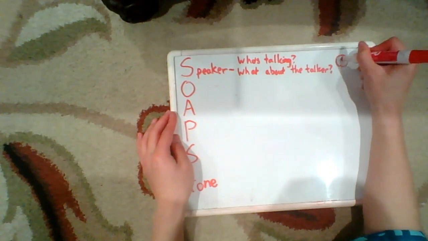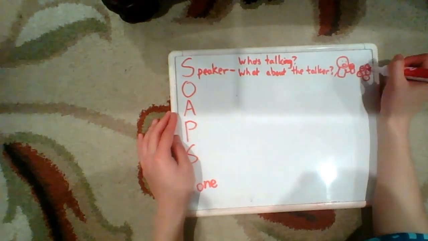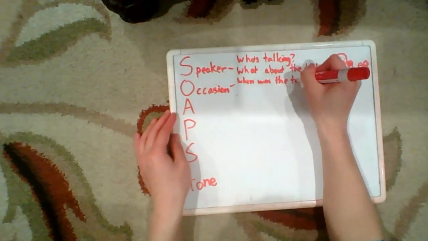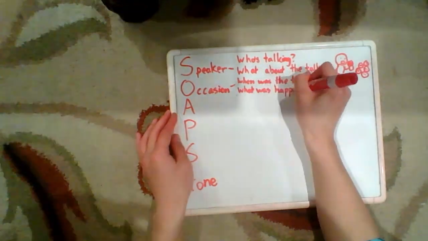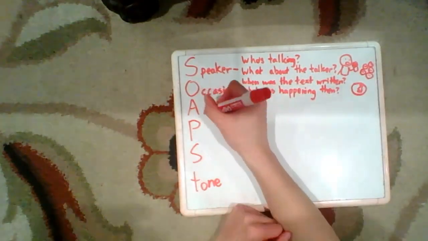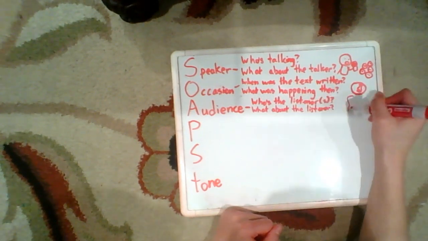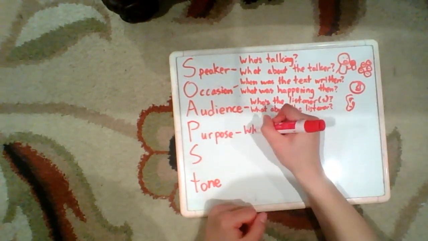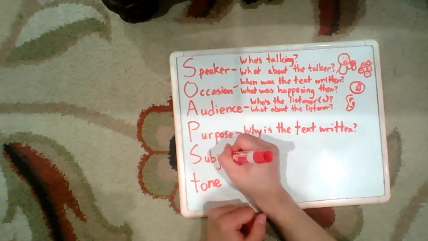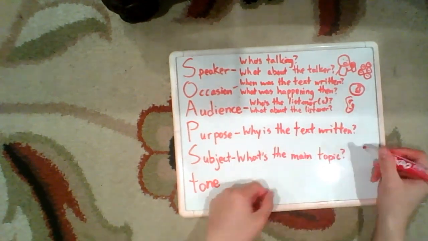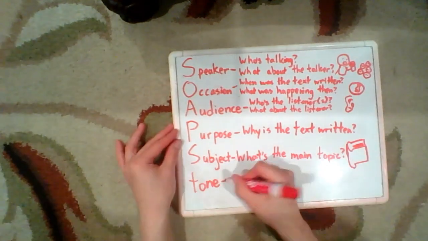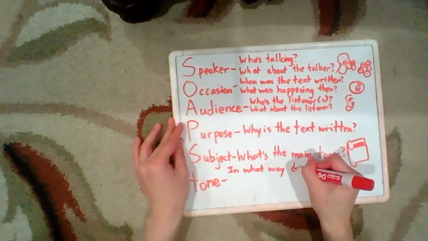In terms of speaker, who's the one that's talking here? And you need to know the background information about the speaker. And in terms of the occasion, you need to know what's happening then. What's happening that's related to the thing that the person wrote. Audience is, okay, who's the speaker talking to? The purpose is, why is it written?